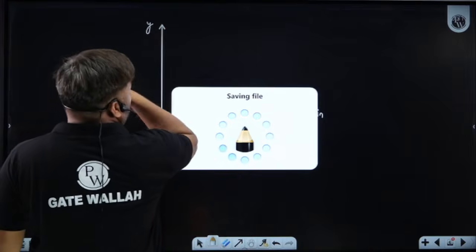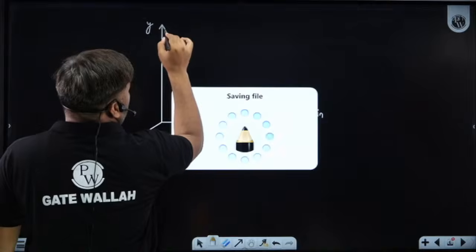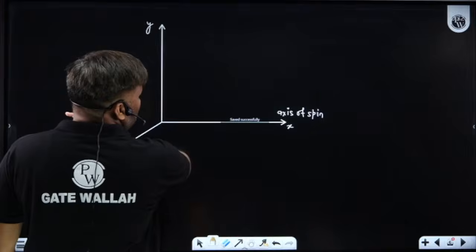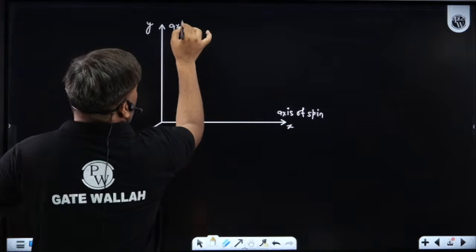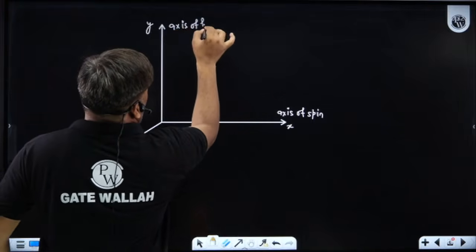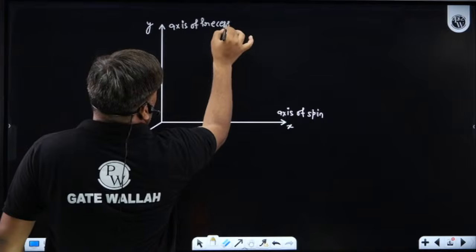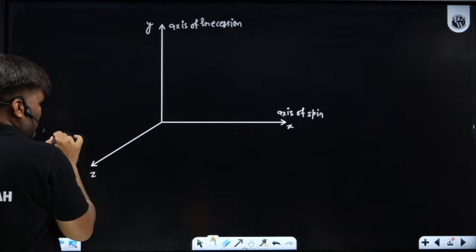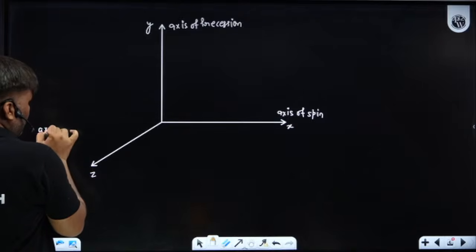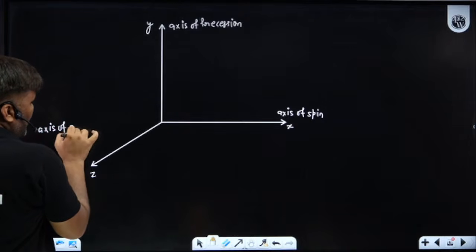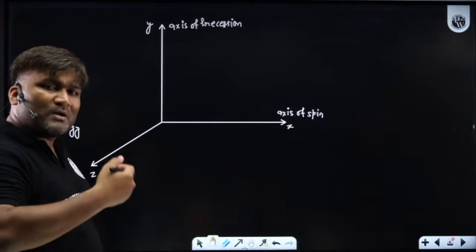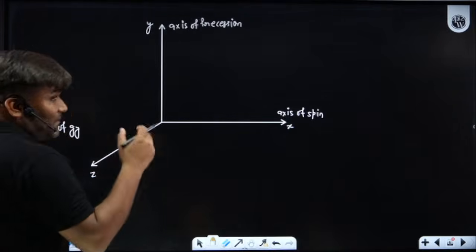I was calling this the axis of precession. This is your axis of precession. And this z-axis, the third perpendicular axis, is called the axis of gyroscopic couple. So the gyroscopic couple, active couple and reactive couple, both are going to act along this z-axis. They will be opposite to each other.